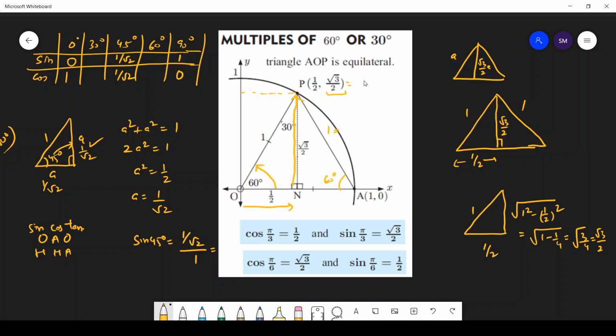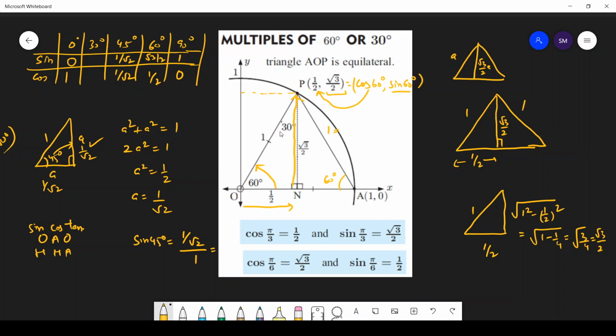But what are these coordinates? This angle is 60 degree. So cos 60 comma sin 60 degree. So it means cos 60 is 1 by 2 and sin 60 is root 3 by 2.